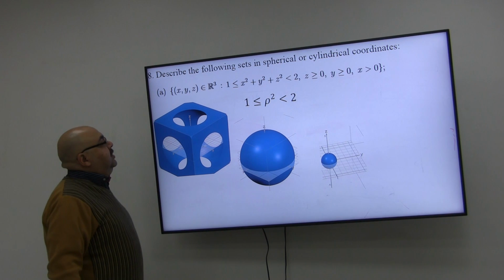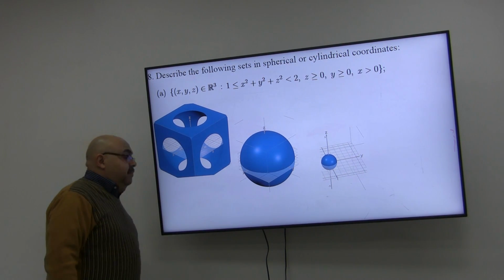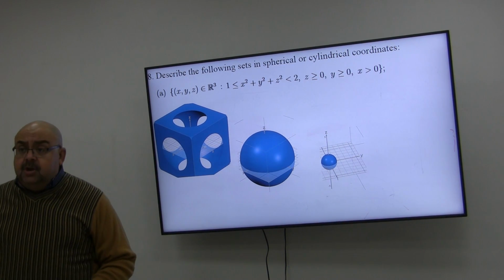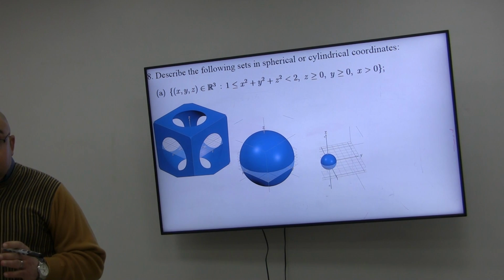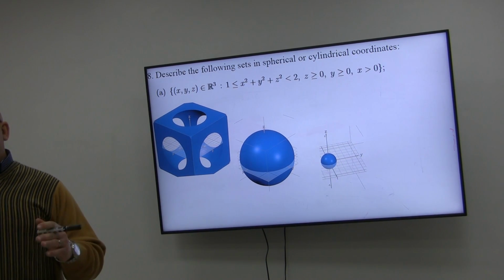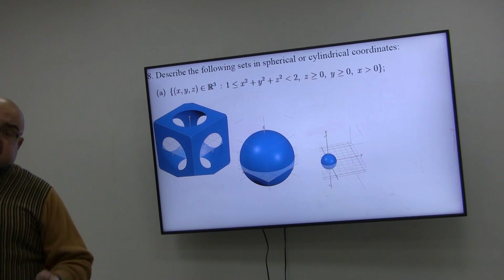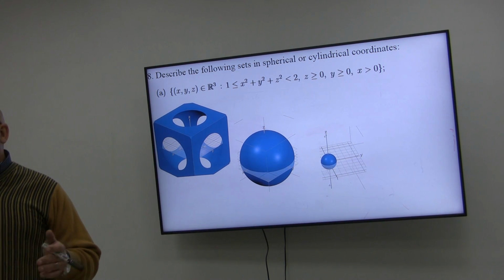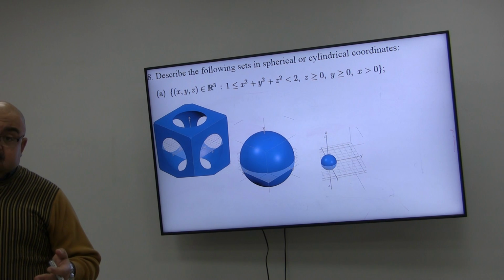So now I will put the idea, the representation of a sphere in 3 dimensions. It will be r squared plus z squared equal to 1, that's in cylindrical. x squared plus y squared plus z squared equal to 1, that's in Cartesian.